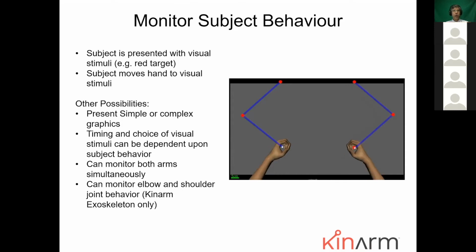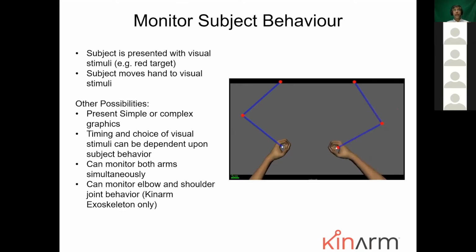Now, I do want to point out that this is obviously a very simple paradigm, and there's lots of other things, as I'll get to a bit more later on, such as presenting more complex graphics. When you go to program your task, you have complete control over the timing and choice of visual stimuli. Even though only one arm is being moved here, you can monitor both arms simultaneously.